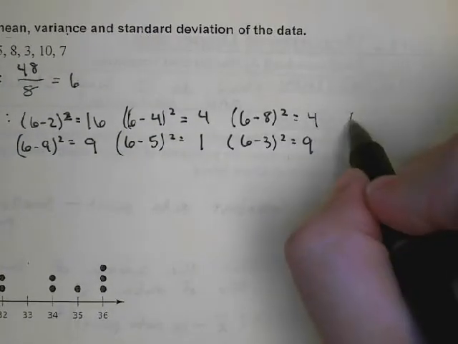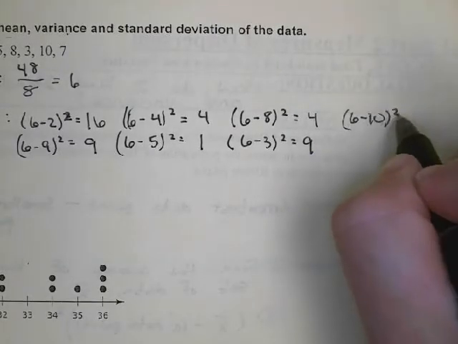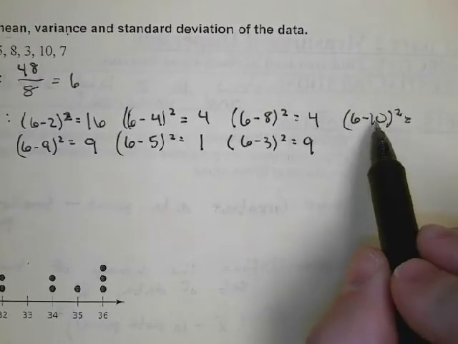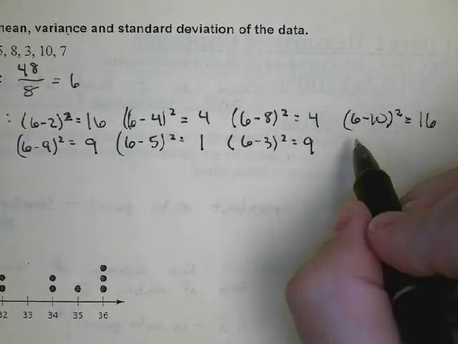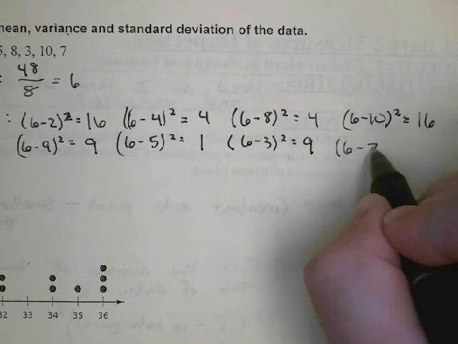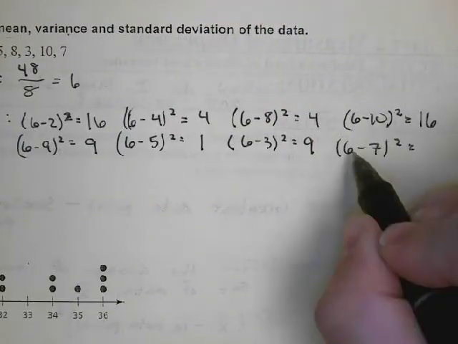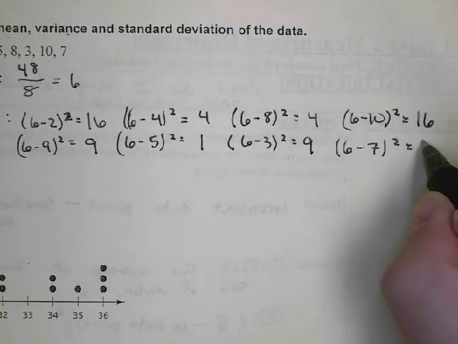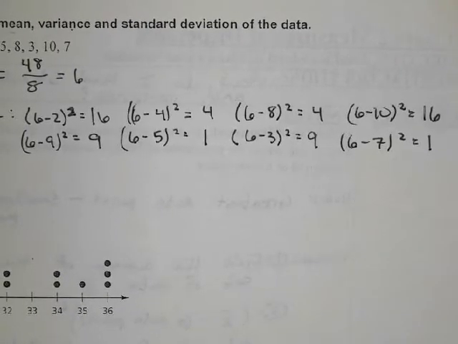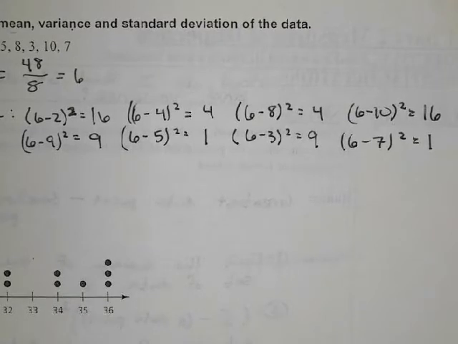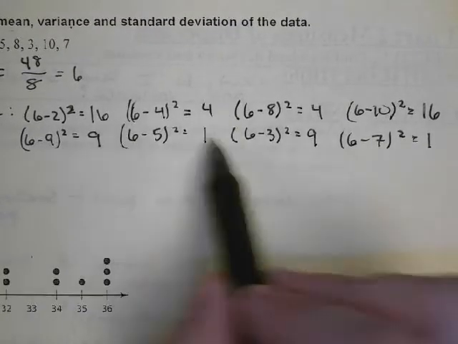Then we'll have 6 minus 10 squared. 6 minus 10 would be negative 4. Negative 4 squared would be 16. And then we have 6 minus 7 squared, which is negative 1. Negative 1 squared is 1. So now we found all our values that we will then add up, and we're going to find the average of all these new values that we've created.